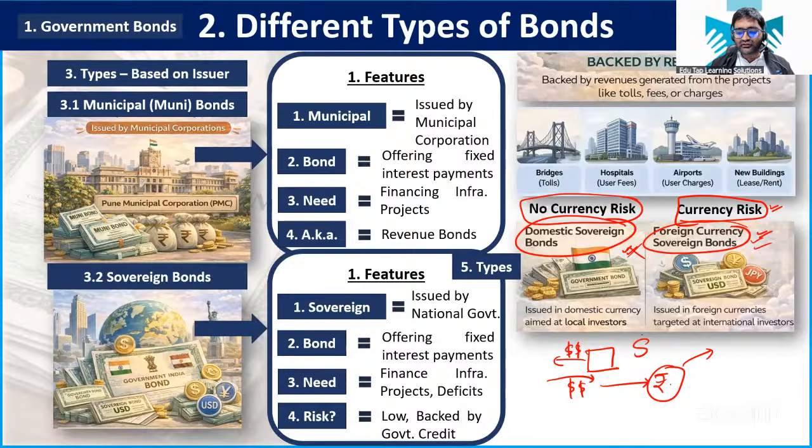Let us say the Indian government expected $1 after conversion to be 90 rupees, right? But when it has received this money, the Indian government saw that the exchange rate has varied, because the exchange rate is very much volatile. It has varied to 85. It thought it would get 90, but it is getting only 85. So that is why we say that the foreign currency sovereign bonds entail currency risk.